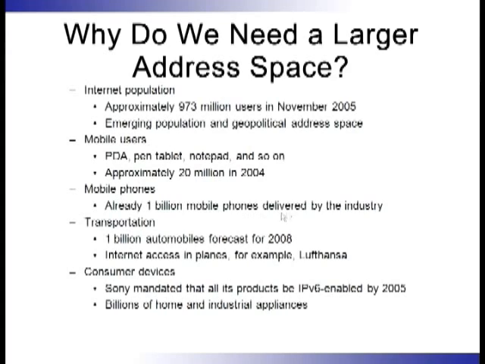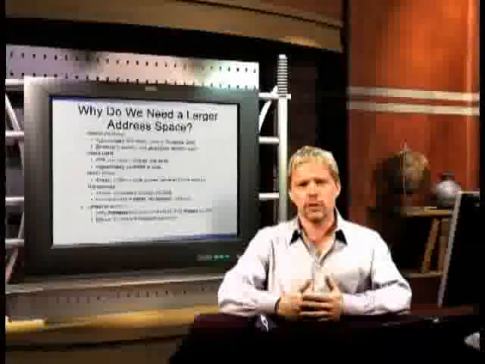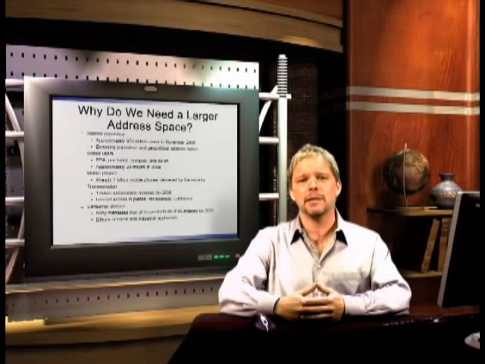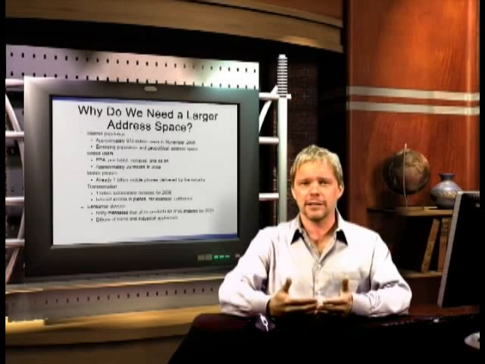Mobile phones, as I already said, 1 billion mobile phones delivered to the industry. We certainly could do this with IP version 6 without an issue. Transportation, that's another thing. In 2008, this year, they're going to start sending out cars after they manufacture them with IP addresses on them, no less than 15, maybe 20 IPv6 addresses. This is for maintenance issues.